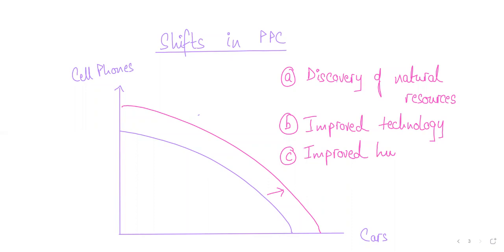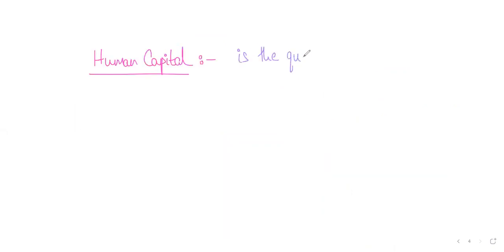So human capital is the quantity and the quality of human resource that is available in a country, right? So it includes both things. It's not just about how many people you have, it's also about how well educated, how qualified, and how much trained they are, and so on.